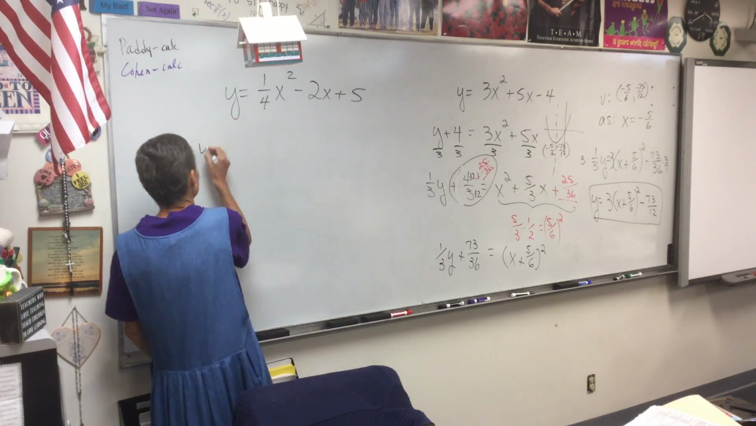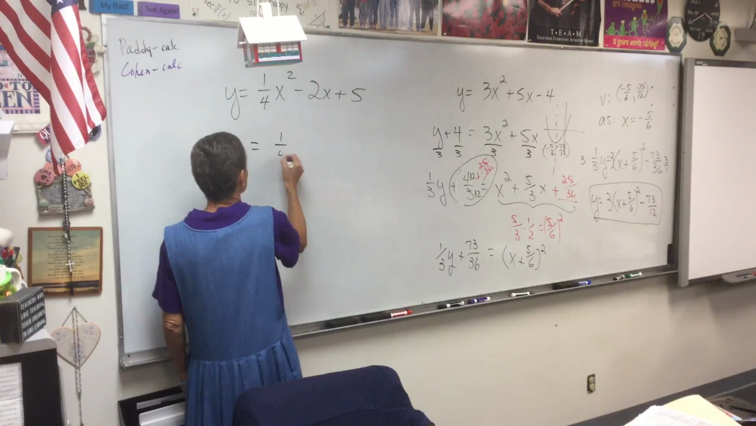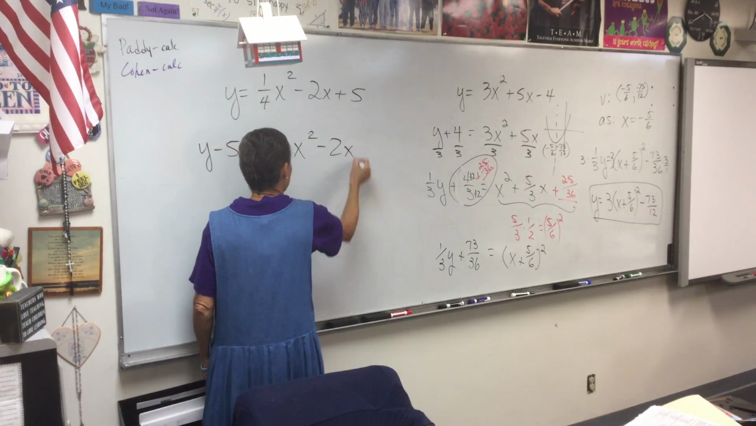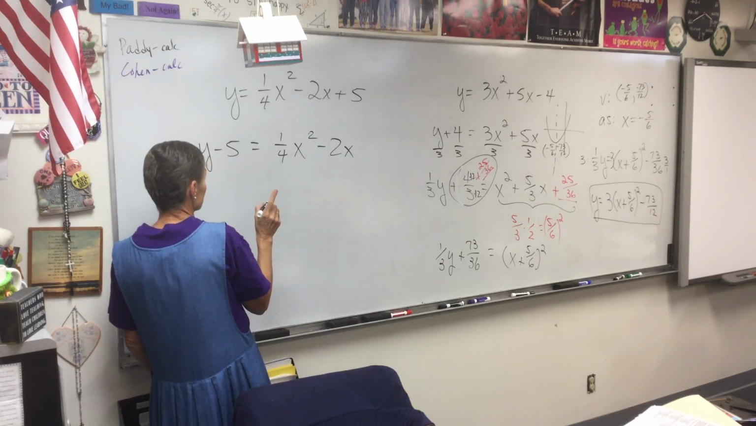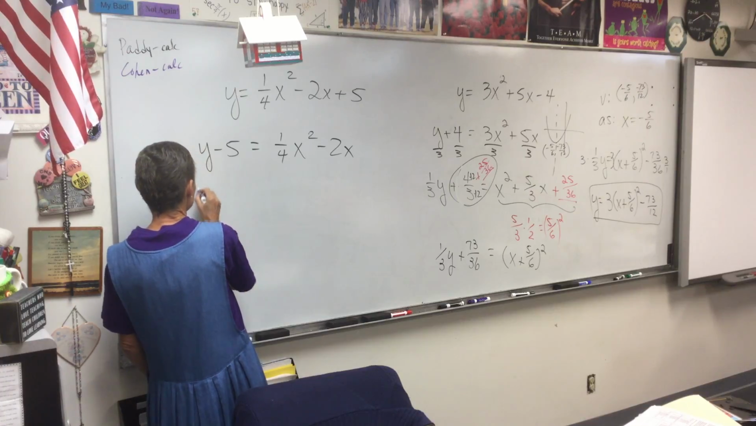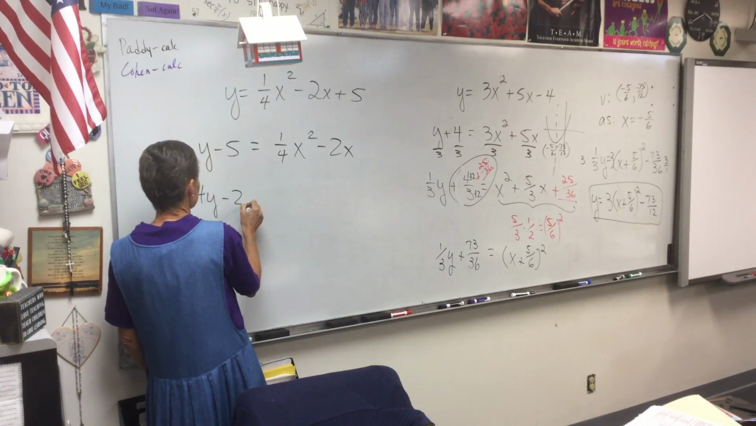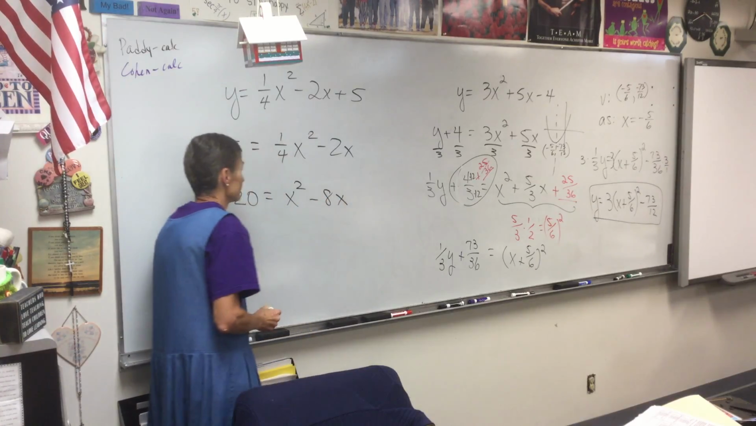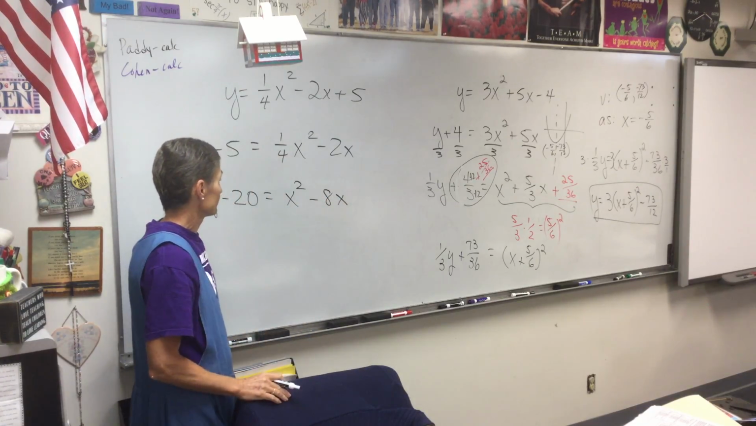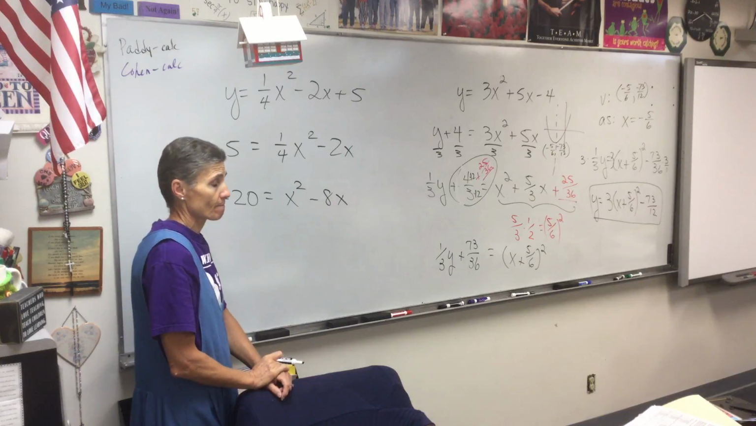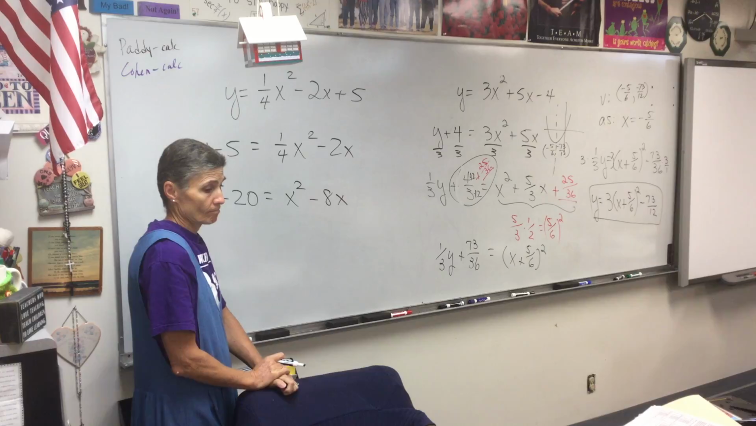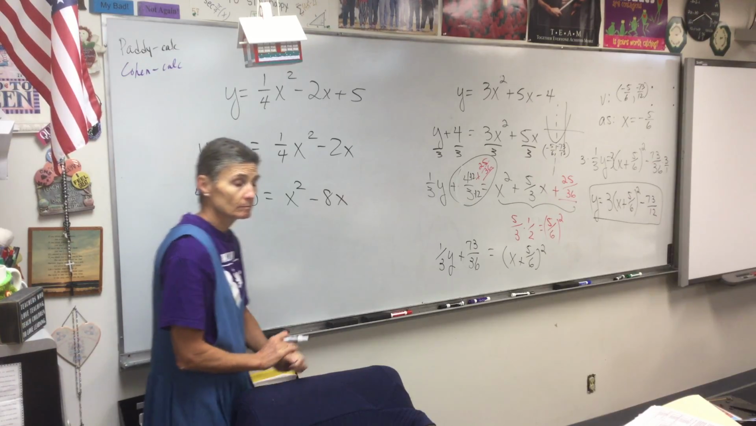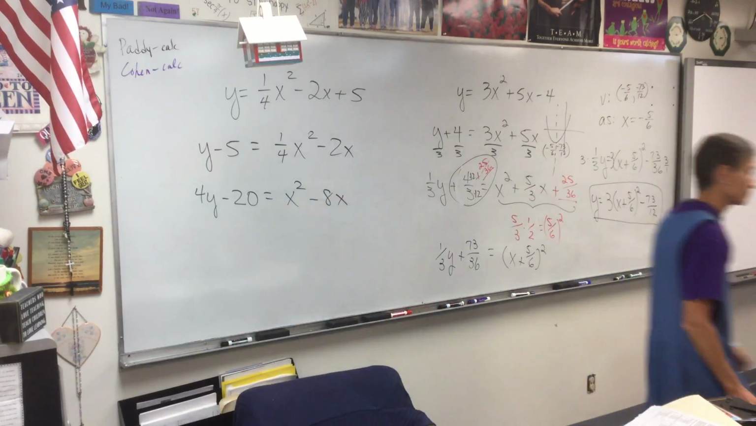We're going to subtract the 5 and times by 4. We're going to times everything by 4. Oh, this one's going to work out better. Now what? Complete the square.